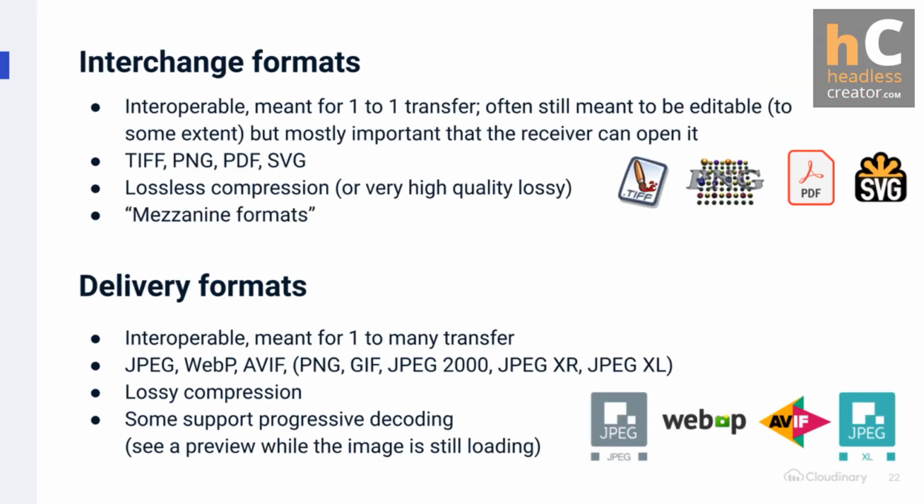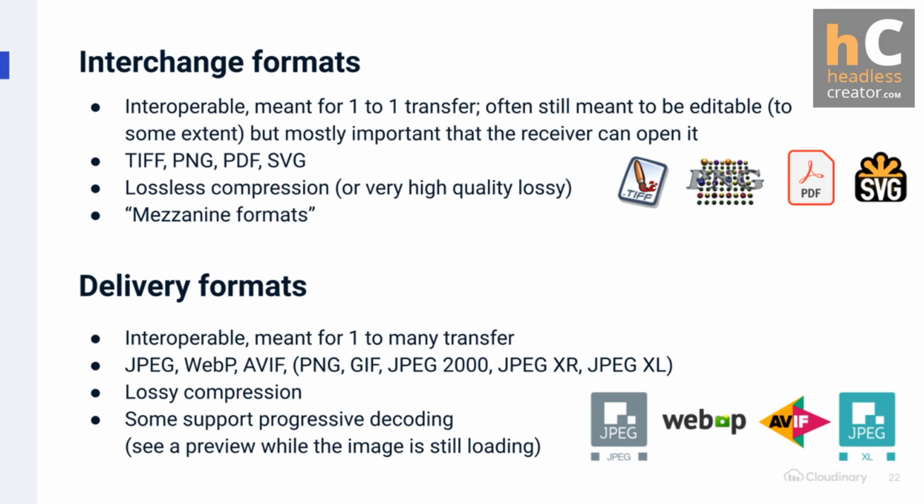Then on the delivery side, you can also distinguish between interchange formats and delivery formats themselves. So interchange is a kind of delivery, but it's a one-to-one transfer where basically you don't care that much about the file size. You mostly care about having something that the other person can open. So something that is not specifically tied to a specific software package like Photoshop, but something that will work in a lot of software, so in an interoperable format. A typical example of this is PNG, or TIFF is also well known.